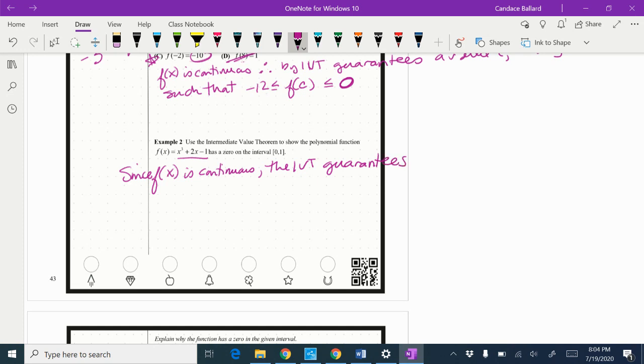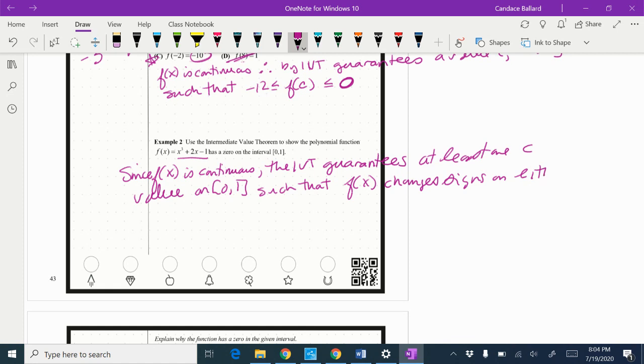We're going to kind of have a sentence frame that we're going to get really good at. Guarantees at least one c-value on the interval from 0 to 1. And really what's going on with that is that it changes signs on either side of c, so such that f of x changes signs on either side of that c. Okay, so we're supposed to be showing that we have a 0 here. So what I really need to do is I need to calculate what the y values are that match these x values, and the interval is always in x values. Okay, so I'm going to do those calculations.